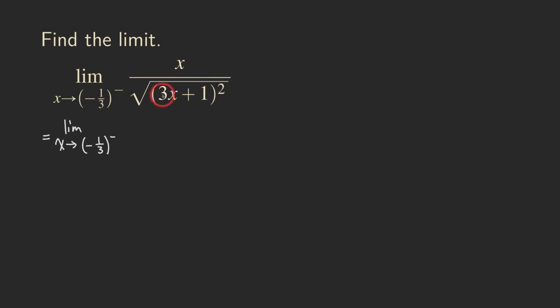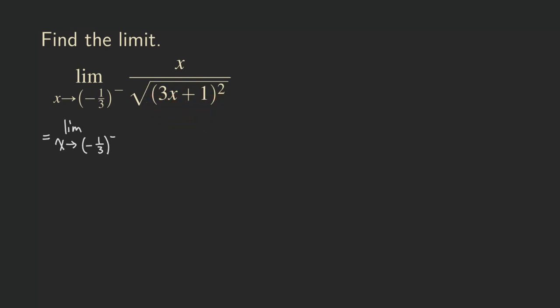So you may say, isn't that just 3x plus 1? They cancel each other out. We cannot really say that. It actually depends on whether this quantity on the inside is positive or negative. If it's positive, then the square and the square root just cancel out, so we simply get 3x plus 1. But if this 3x plus 1 is negative, then what happens? Then it would be the opposite of the 3x plus 1. So we need to be careful when we are writing this.